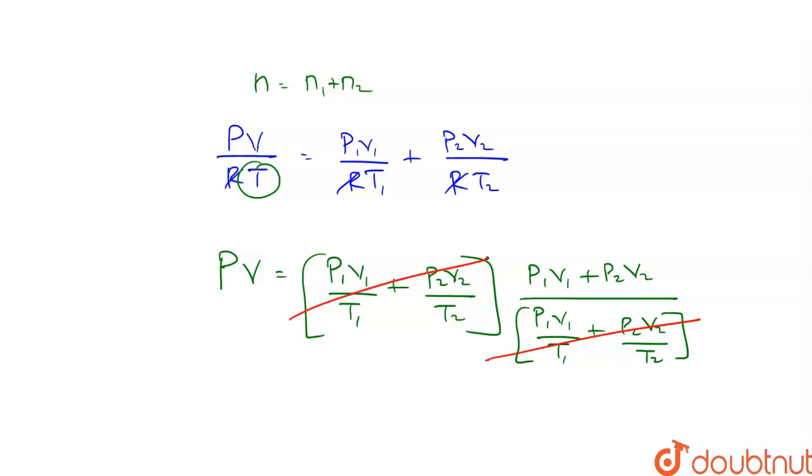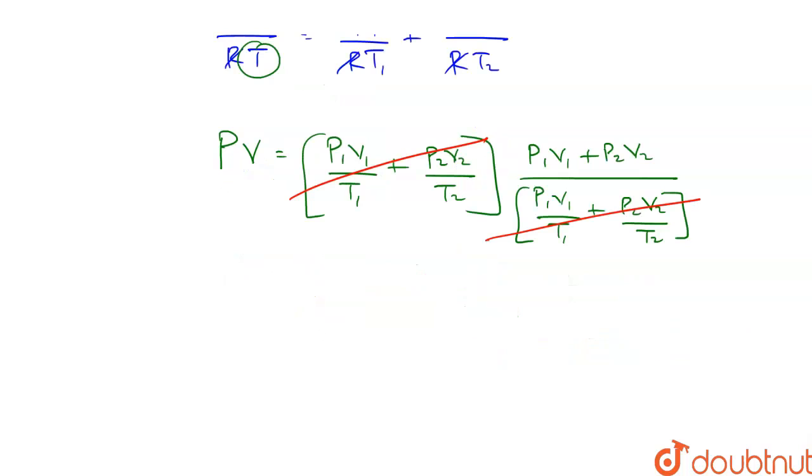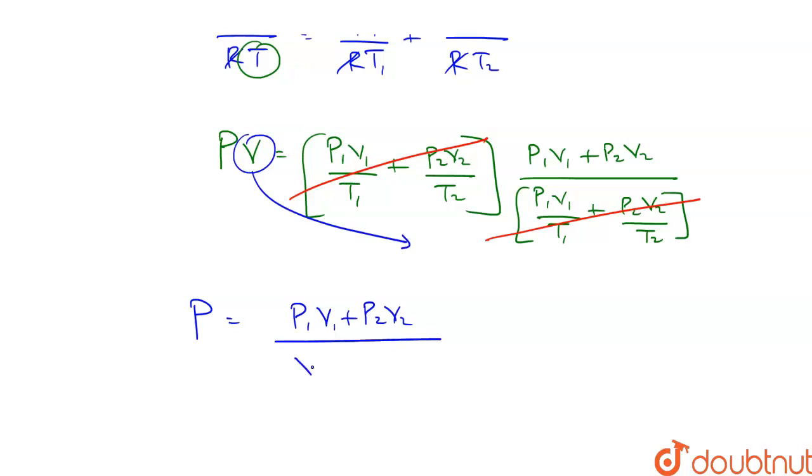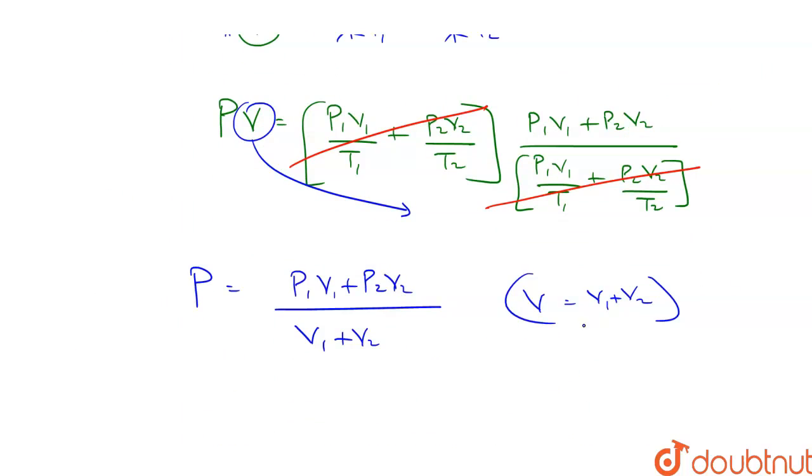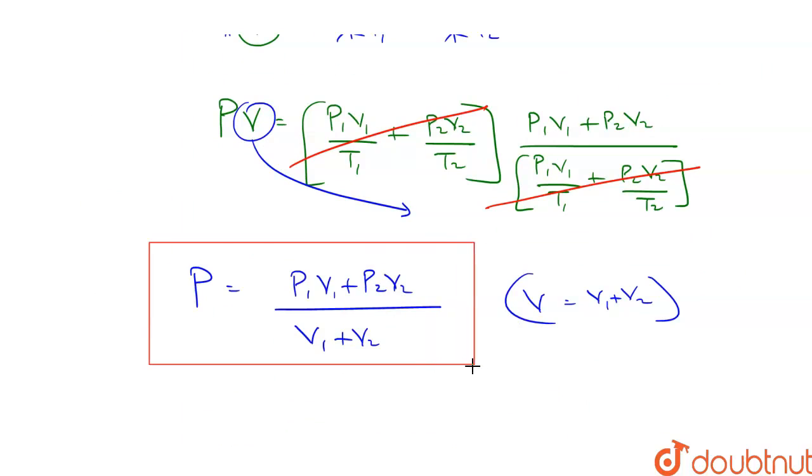We can divide both these terms. So we have P is equal to (P1 V1 plus P2 V2) divided by V, and this V can be taken to the other side. We get V1 plus V2 because V is equal to V1 plus V2, because we are taking the assumption that the vessels are rigid. There is no change in the volume of the vessels. Therefore, this is the expression for the pressure after the connection is made.